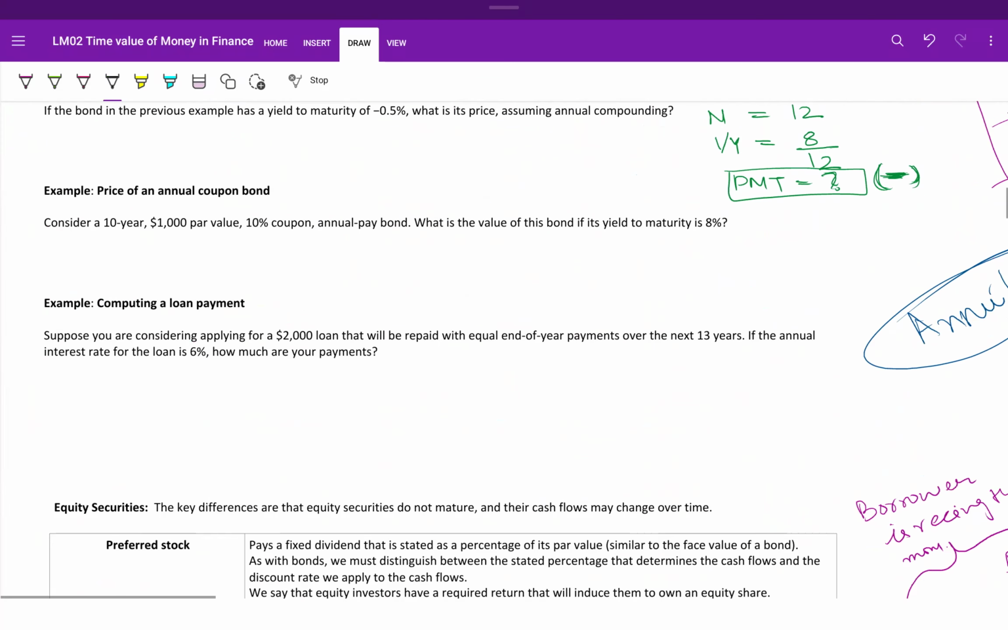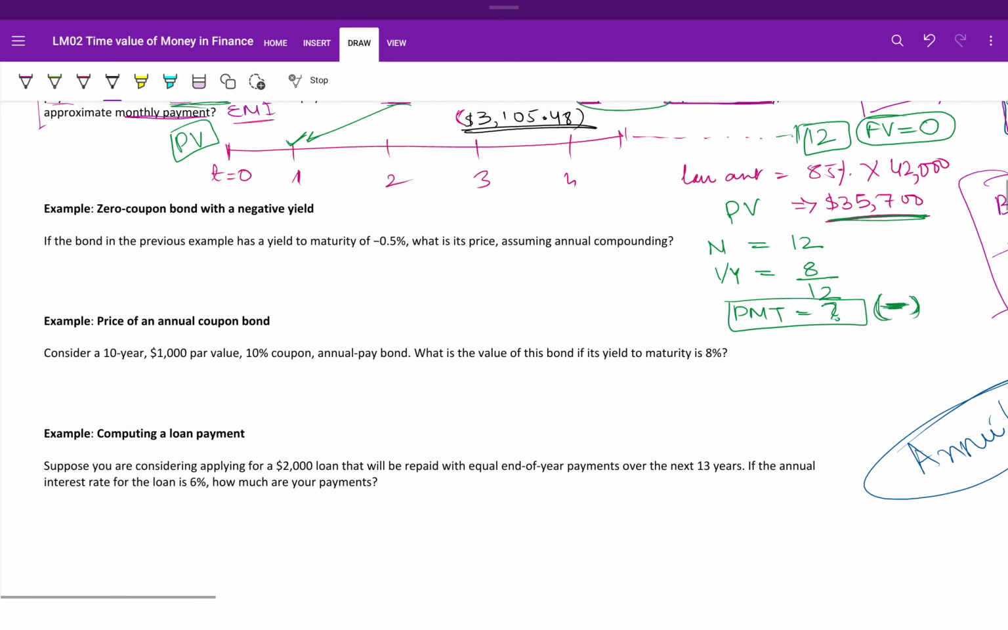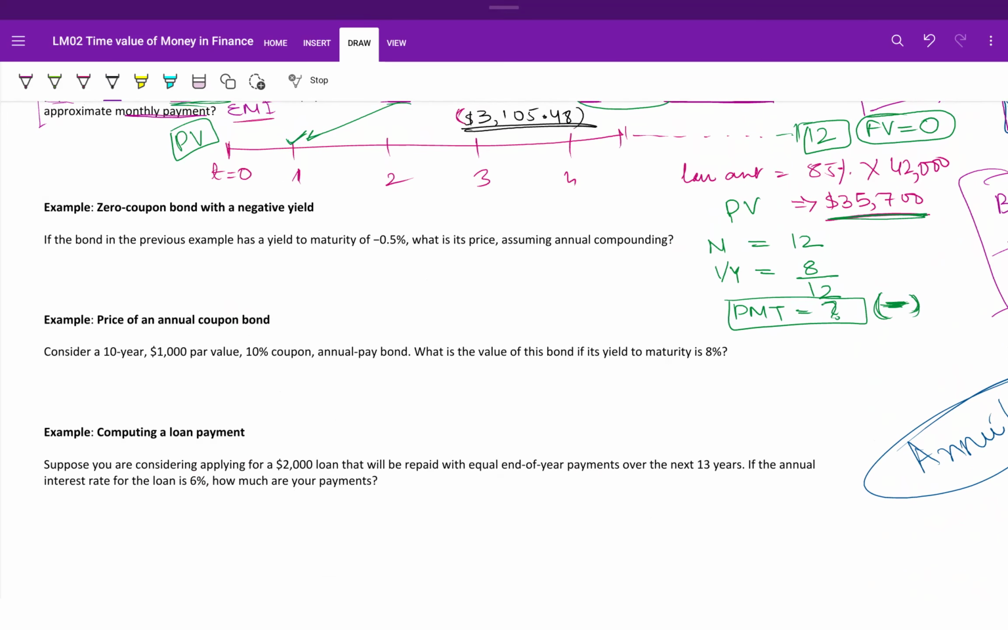Zero coupon bond with a negative yield. And yes, there could be a reason zero coupon bonds could have a negative yield. This means, see, the rate is 0.05.